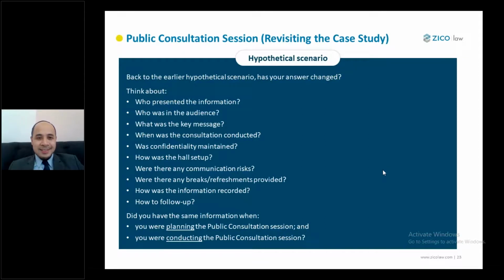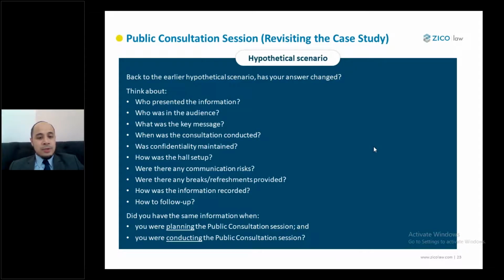Okay, now let's revisit this case study. After hearing the 10 lessons that I mentioned earlier, what do you think? Has your perspective or your thoughts on the session changed? Think about now who presented the information during our session? Who was in the audience? What was the key message? When was the consultation conducted? Was confidentiality maintained? How was the hall set up? Was there any communication risk? Were there any breaks, refreshments provided? How was the information recorded, and how do you follow up?